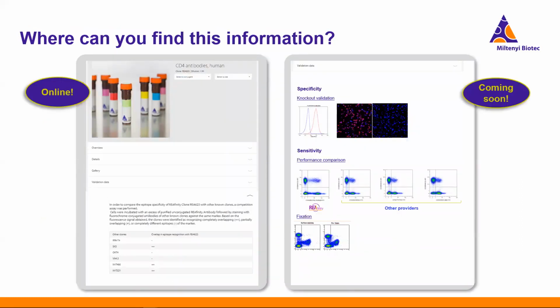So fantastic that we're doing all of this, but where can you find the info? As I mentioned before, we can't provide it all at the same time because we're not the largest company and we're generating these as we can. So we've been rolling these out as we can, and it's soon to be on every product page. And so if you see on the left-hand side, you can see our competition assays. That is on most antibody product pages.